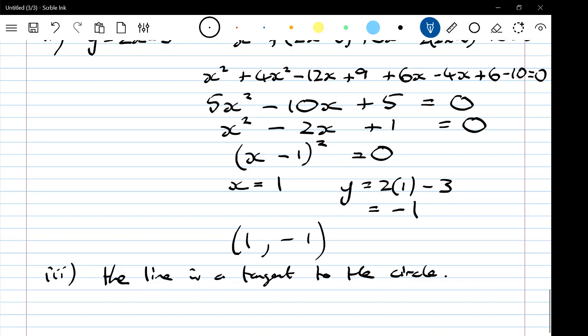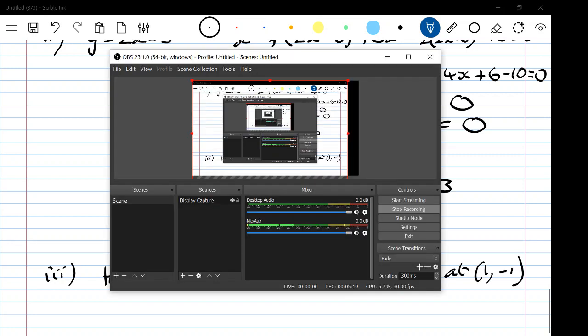They did allow you to say they only intersect, or they only touch once. But be really careful about phrasing. I think, just phrase it as being the line is a tangent to the circle. Maybe we should say at the point 1, minus 1, but you'd get it without saying it. There we go.